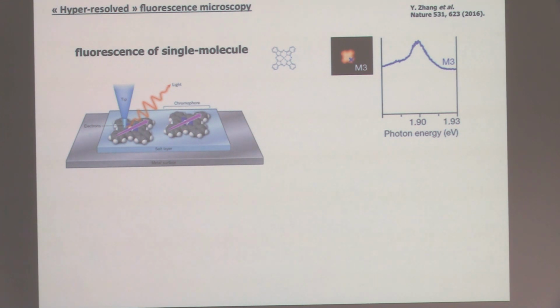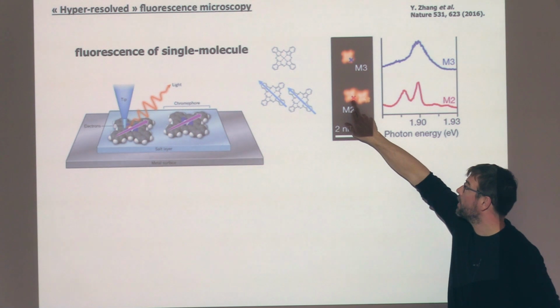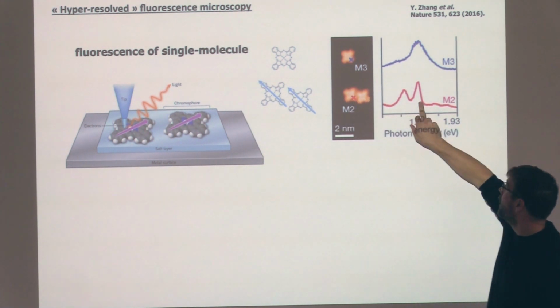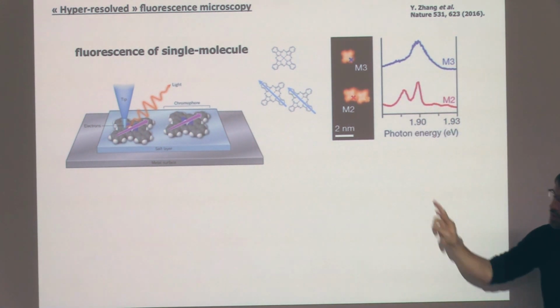But this is not all in this paper. Actually, the most fascinating aspect is what happens when they put a second molecule. They just drive another molecule in contact with the first one and excite the first molecule exactly at the same location. And this is the spectrum they obtain. Now the peak that was the fluorescence of the molecule is split.